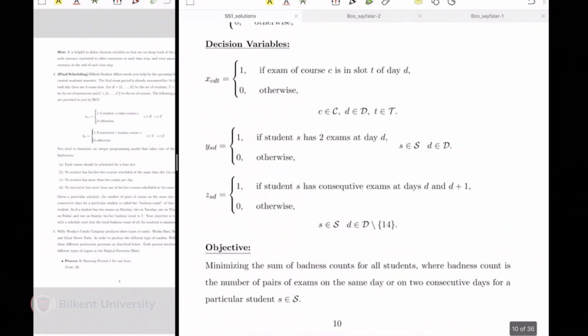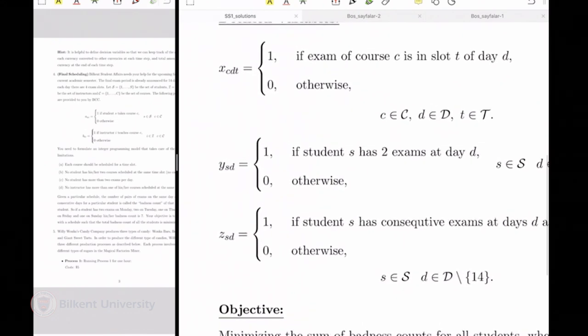So what parameters, what decision variables do I introduce? If exam course C is on time slot T of day D, X_CDT is equal to 1. I don't know if you have seen decision variables with three indices, but sometimes not using three or four indices makes the model even harder, so you're forced to use them. So X_CDT: C is for course, D is for day, T is for time slot. If it's equal to 1, it means that course C is at day D at time slot T.